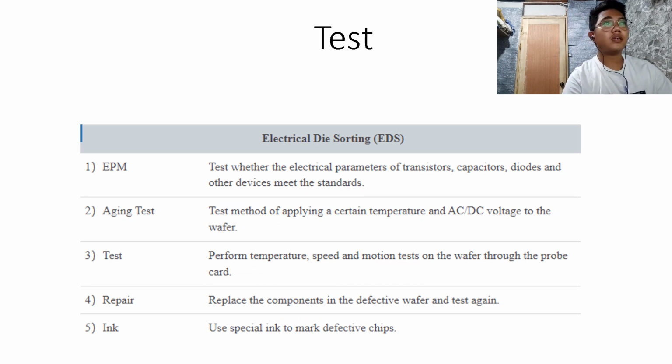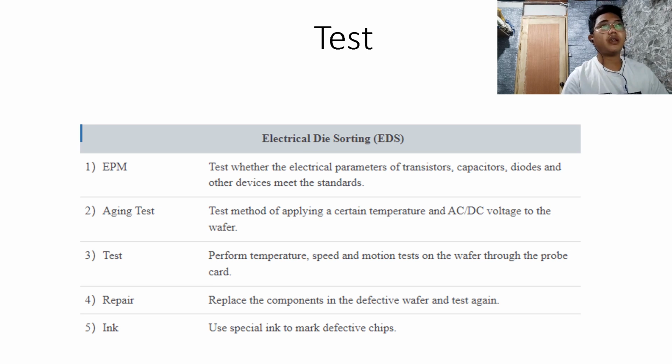So the next process is the test. Before the chips are added to the market or proceed to packaging, we need to test first whether the electronics and semiconductors work. The main goal of the test is to check whether the quality of the semiconductor chip meets certain standards, thereby eliminating defective products and improving the reliability of the chip. In addition, defective products will not enter the packaging step, which helps to save cost and time.